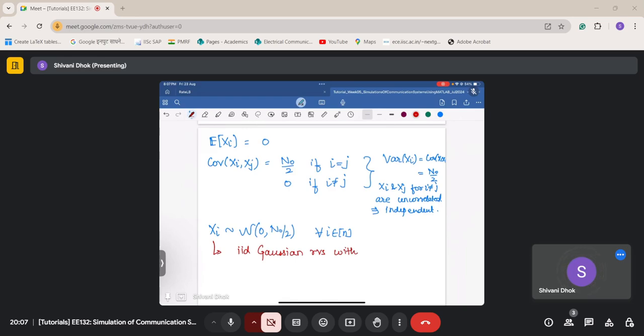So what we have now is that these xi's are Gaussian distributed with 0 mean and N0 by 2 variance for all i in this range, which means that these xi's are IID Gaussian random variables with mean 0 and variance N0 by 2. This orthogonal projection will come up when we have different modulation schemes, when we project onto a basis and all those things. So this is an important concept: orthogonal projection of AWGN will lead to IID Gaussian random variables with 0 mean and variance of N0 by 2. And this is useful for communication systems and an important thing to look at.